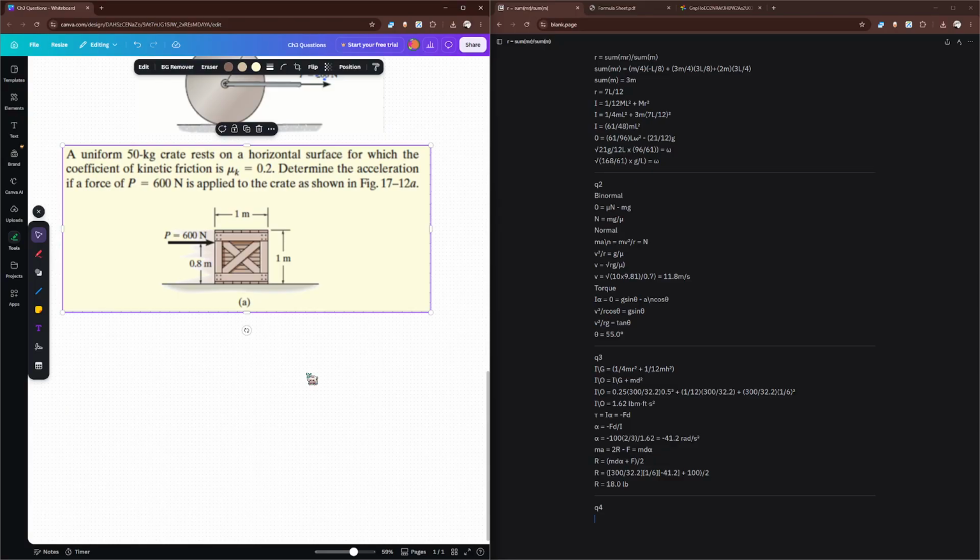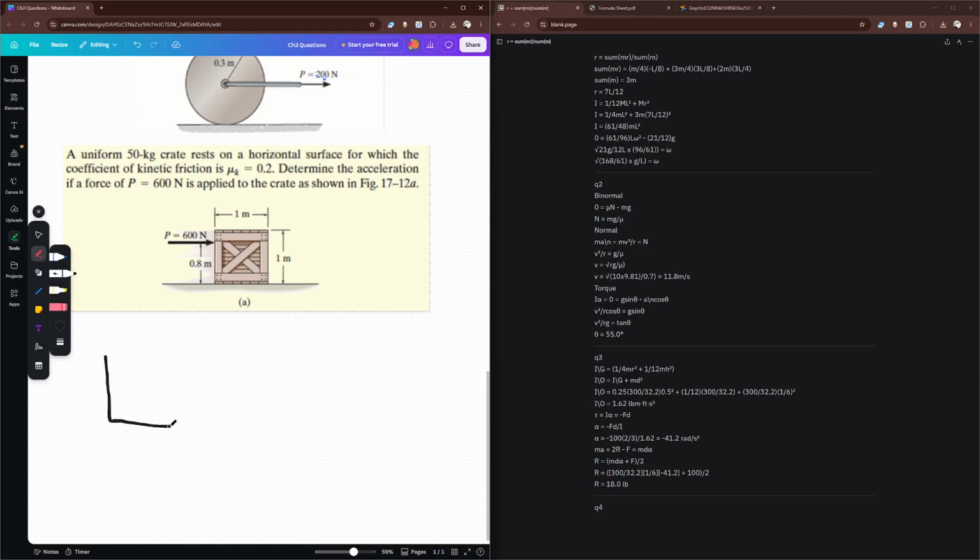So, a 50 kilogram crate rests on a horizontal surface. Coefficient of kinetic friction is 0.2. Determine acceleration if P equals 600 newtons. So, we start off with a free body diagram, like so.